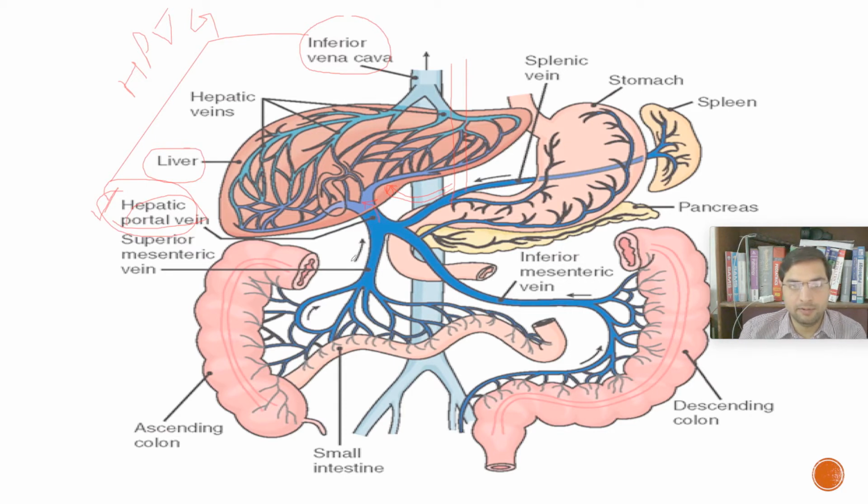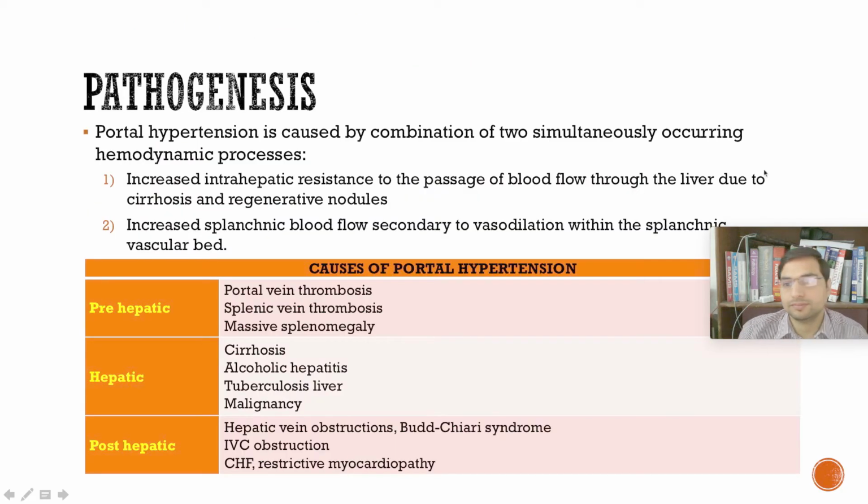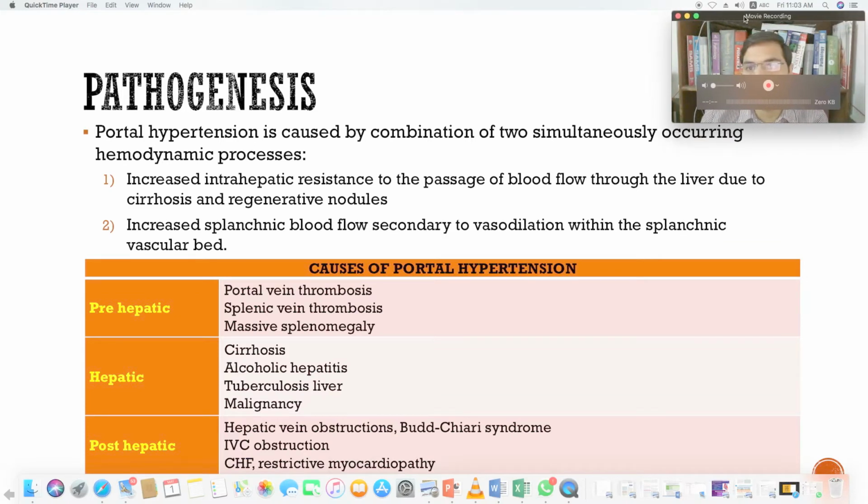So whenever the portal vein has more pressure, what will happen? The normal blood flow is from inferior mesenteric vein to the portal vein and to the liver. Whenever there is portal hypertension, the normal flow will be obstructed and there will be a pathological backflow of blood. So what will that do? Pathogenesis.